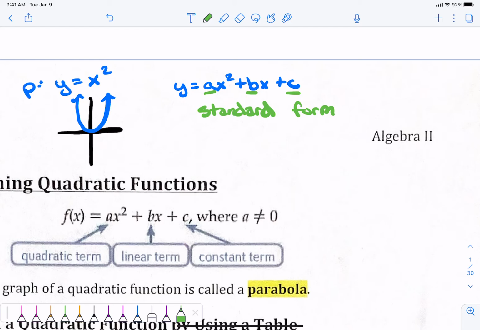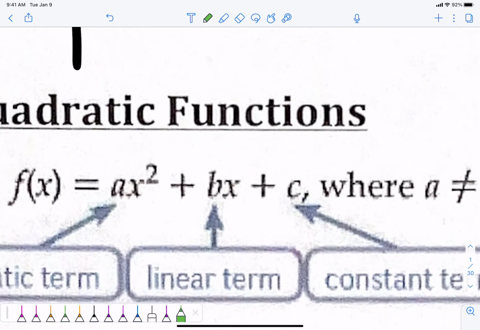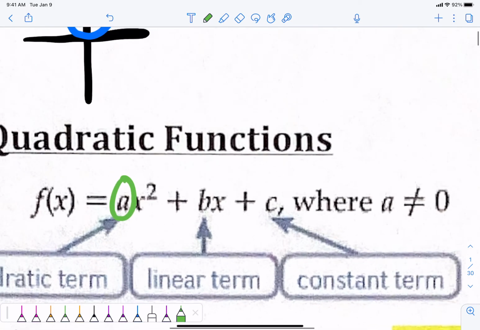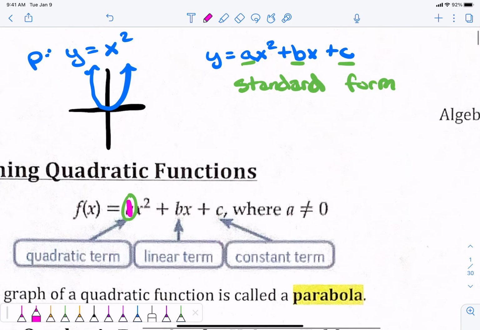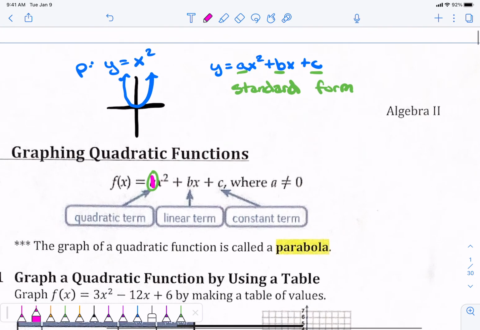Standard form, okay? Now, if they do not give you a number in front of the x squared, like this number right here, if they don't put a number there, what do you assume that number is? 1. Put that down. 1. If there's no number there for the a, you put a 1. It's just x squared, then it's a 1x squared, right? All right, we know that the graph of a quadratic function is called a parabola.